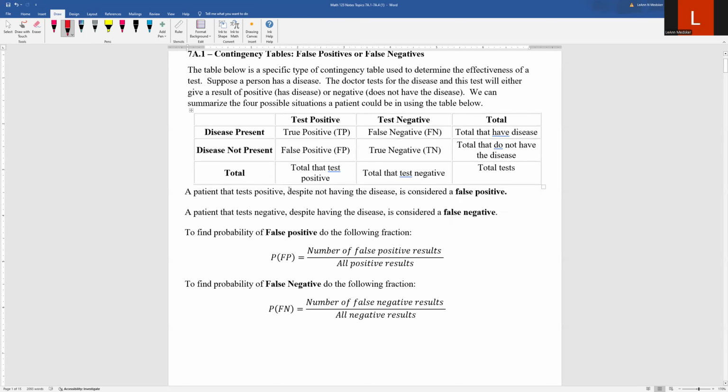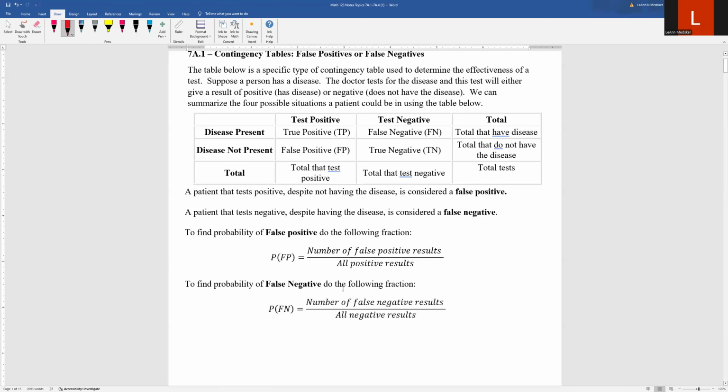Now, it says a patient that tests positive despite not having the disease is considered a false positive. A patient that tests negative despite having the disease is considered a false negative. To find the probability of a false positive, it's like a conditional probability. Because they did get a positive test, we're trying to figure out how many people got an incorrect result. So we look at all the positive results. We're hyper focused on people who tested positive, and we're looking for the number of those that were incorrectly positive, the false positives. They tested positive, but they don't have the disease.